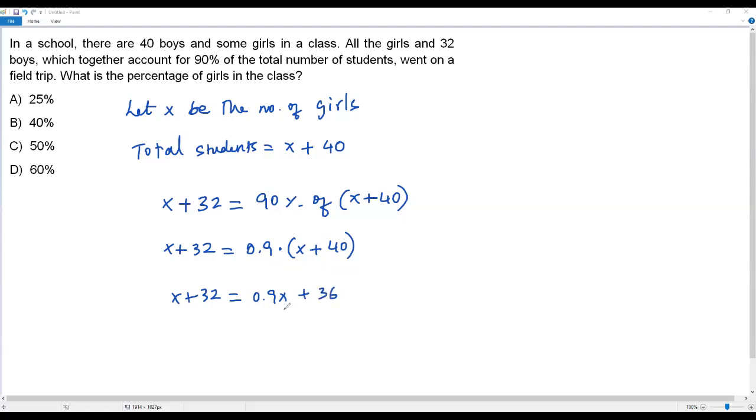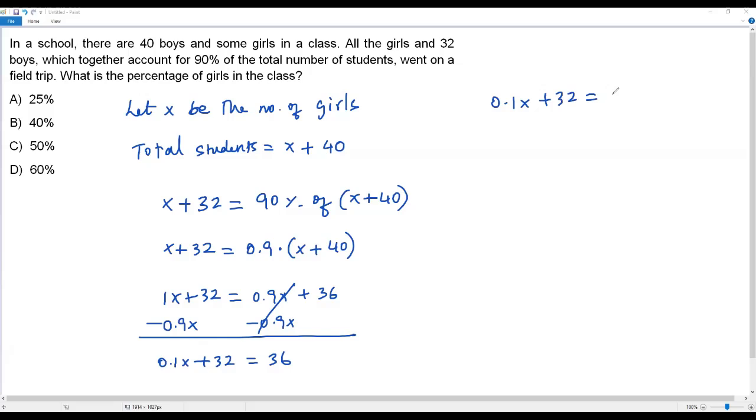Now to solve for x, I have to get rid of the variable x on one of the sides, because x appears on both sides of the equation. Let me get rid of the variable on the right side. For that, I subtract 0.9x from both sides. The 0.9x terms cancel out on the right. On the left, x is actually 1x, and subtracting 0.9x from 1x gives 0.1x. So we get 0.1x plus 32 equals 36.